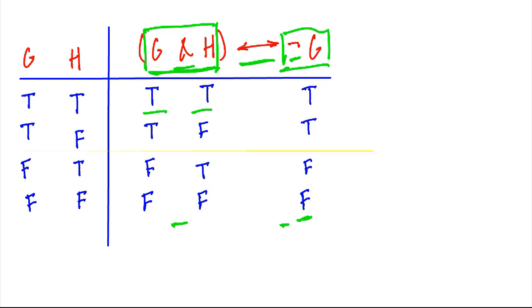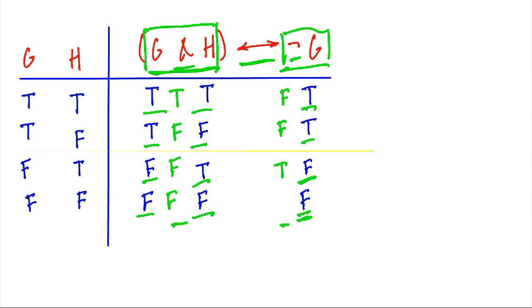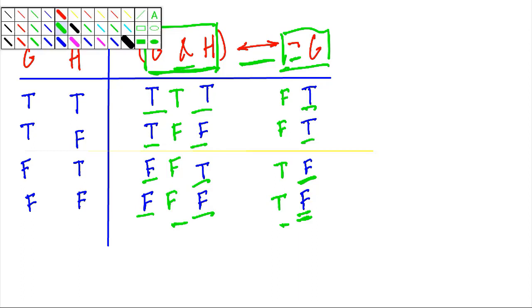So true and true, that's going to be true. True and false, that's going to be false. False and true, that's false. And if both sides are false, the conjunction is false. Okay, then over here underneath the not, this is true, then not G is going to be false. Again, false. If G is false, then not G is true. And then again, that's going to be true.